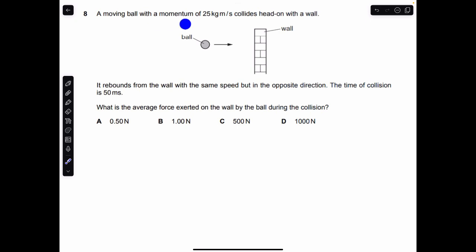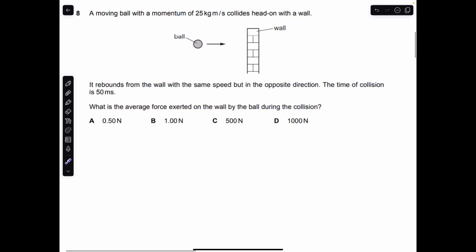A moving ball with a momentum of 25 kg meter per second collides head-on with a wall. It rebounds from the wall with the same speed but in the opposite direction. The time of collision is 50 milliseconds. What is the average force exerted on the wall by the ball during this collision?